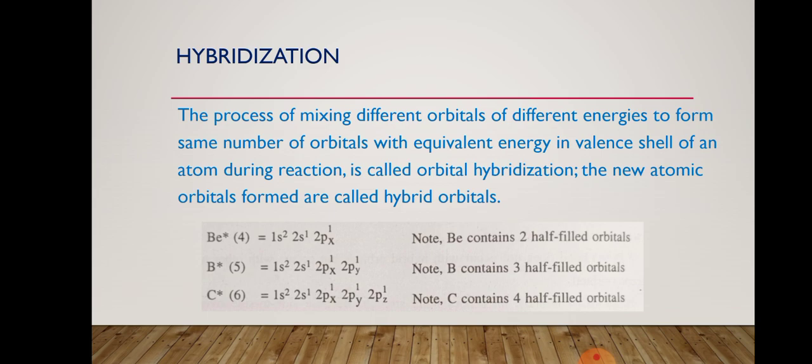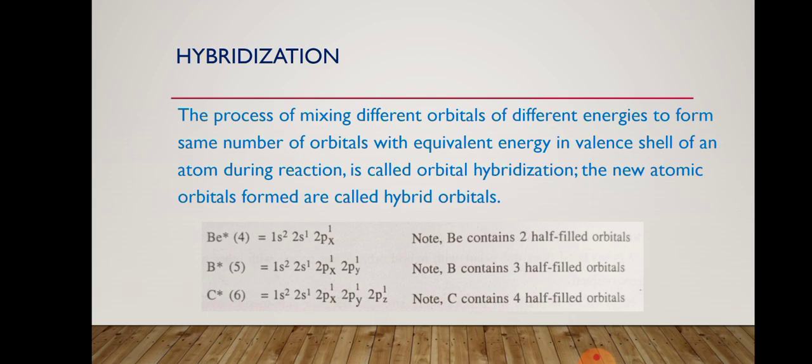You have already known about hybridization, but for your convenience, I'm repeating it again. The process of mixing different orbitals of different energies to form same number of orbitals with equivalent energy in valence shell of an atom during reaction is called orbital hybridization. The new atomic orbitals formed are called hybrid orbitals.